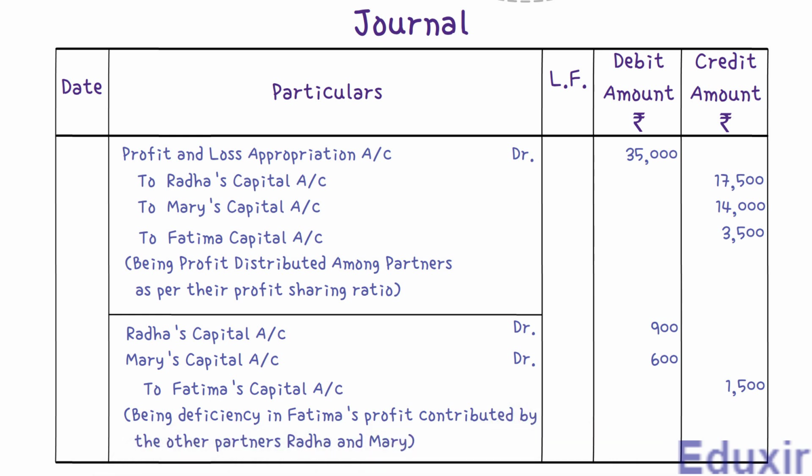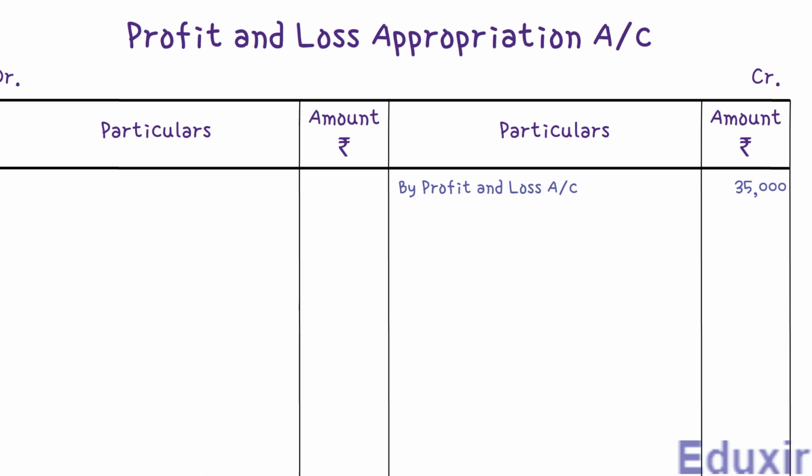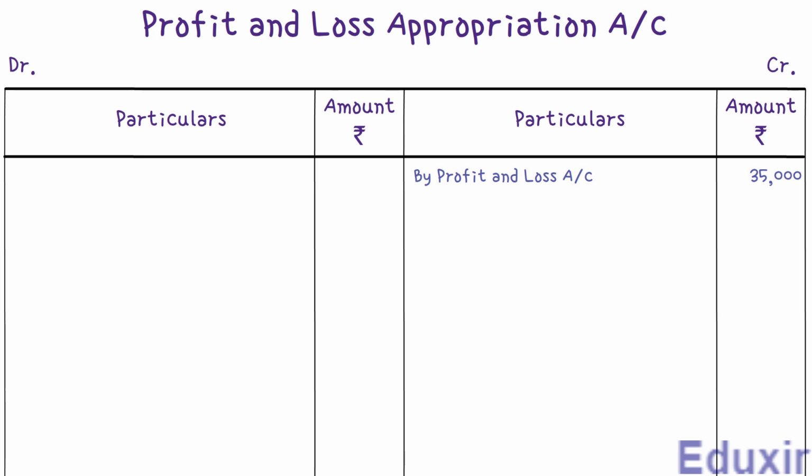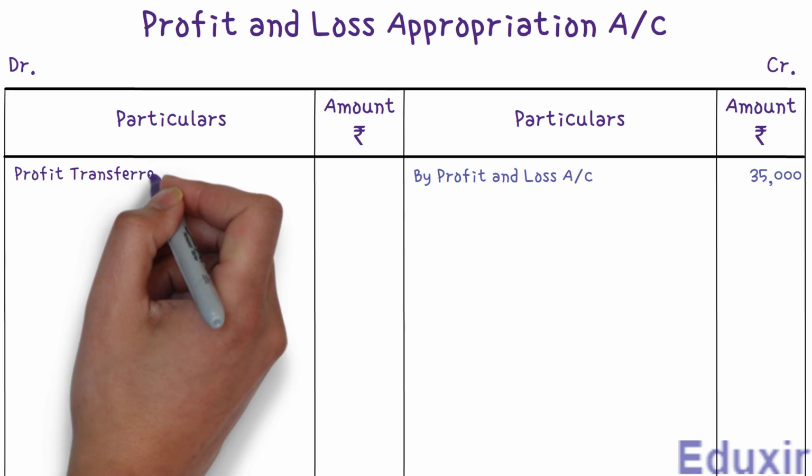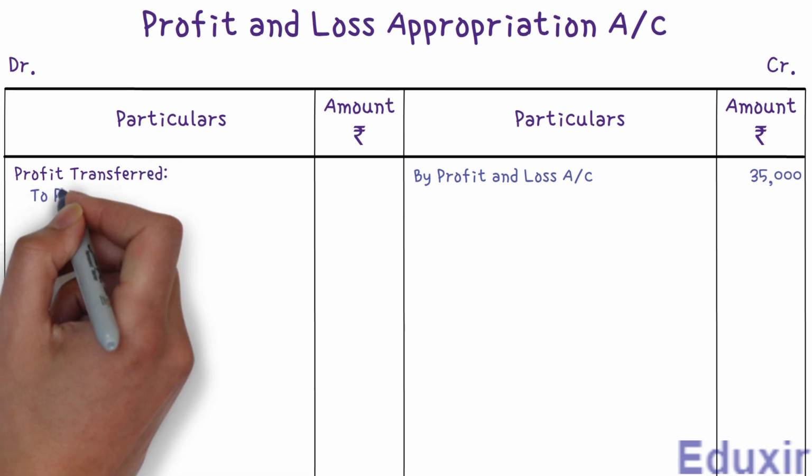Now, the preparation of the partner's capital account is not in the scope of this problem. So, let us leave out partner's capital account related entries and let us directly post the profit and loss appropriation account related entries into the profit and loss appropriation account. Let's first write the subheader profit transfer in the particulars column on the debit side. Let's then write to Radha's capital account.